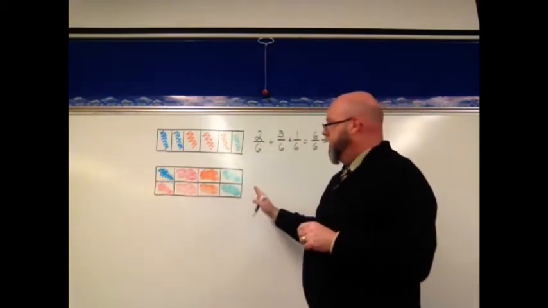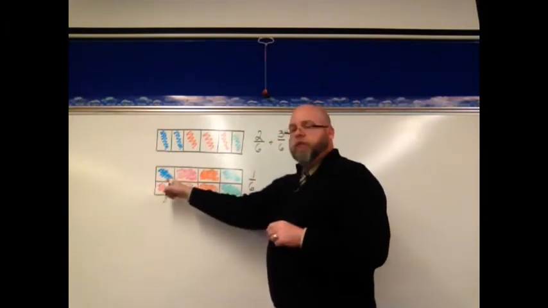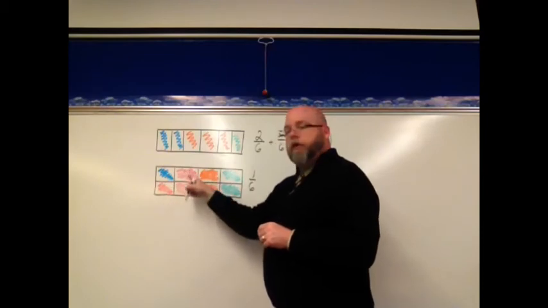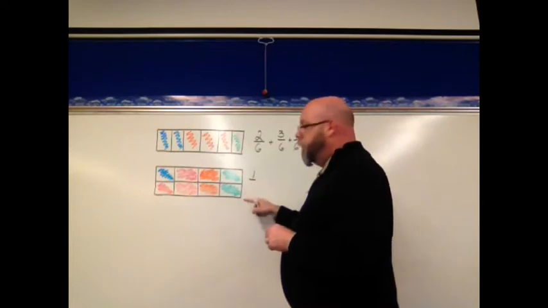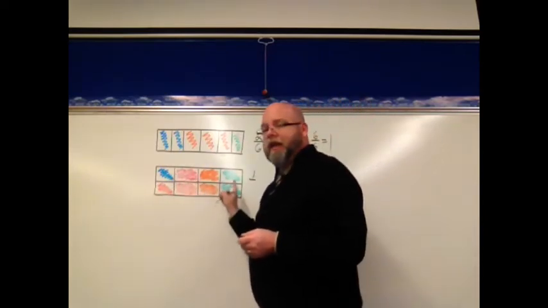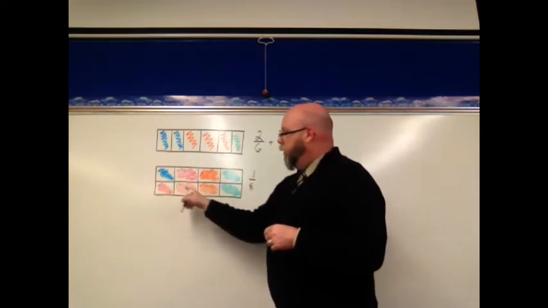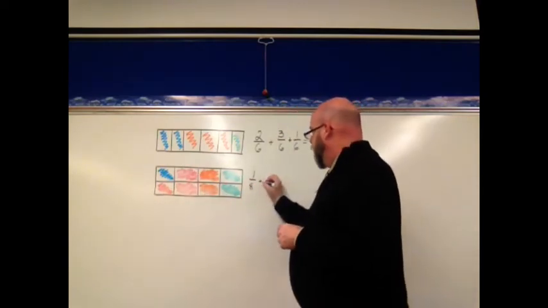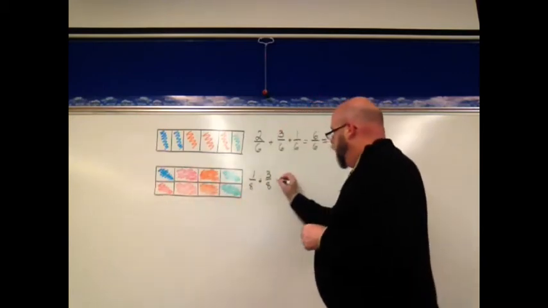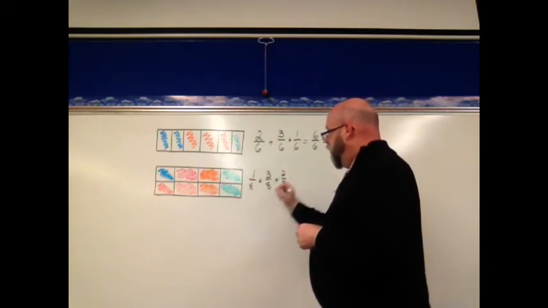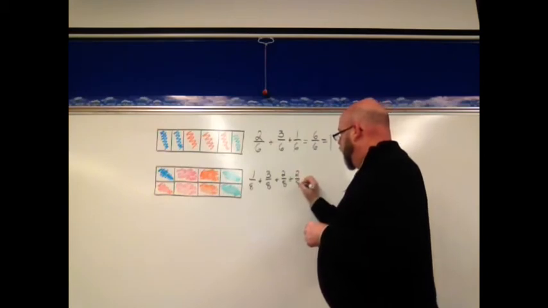Here we have a box divided into 8 equal parts. 1/8 is blue. 1, 2, 3/8 is red. 2/8 are orange. And 2 more 8s are green.